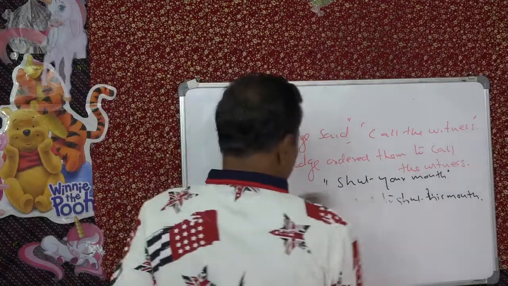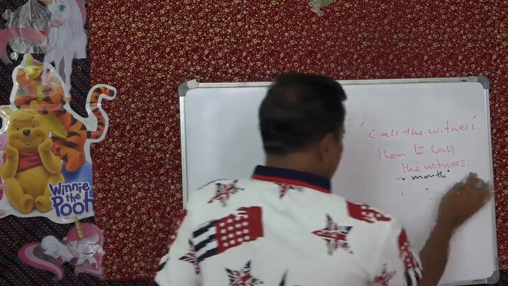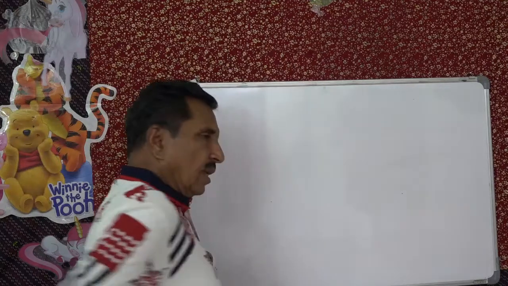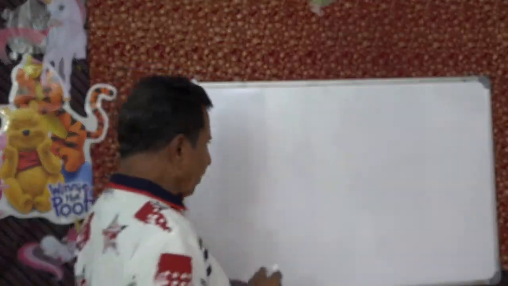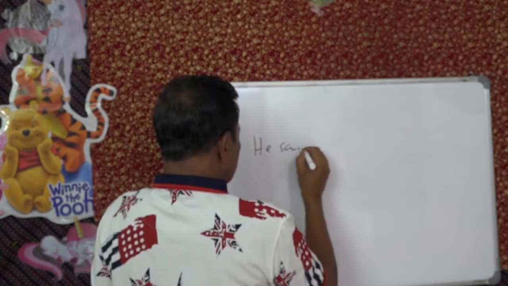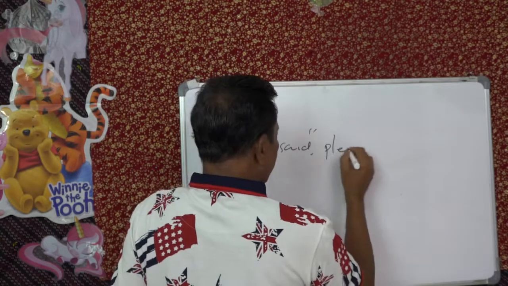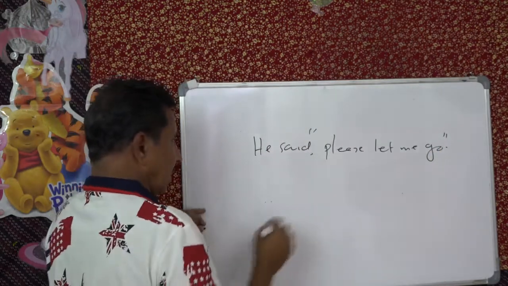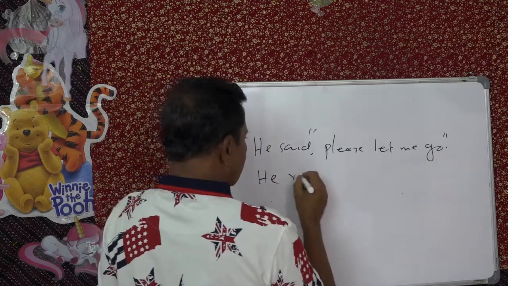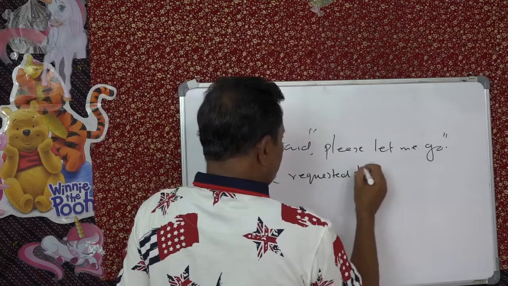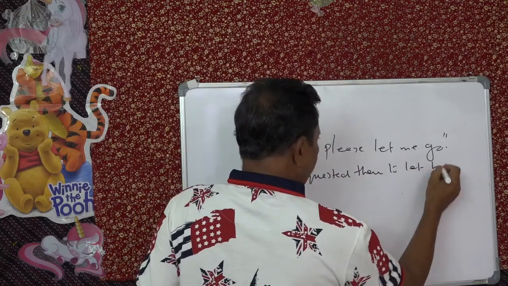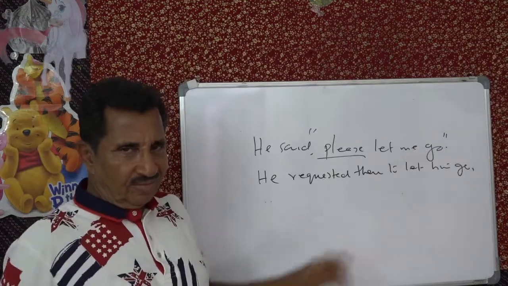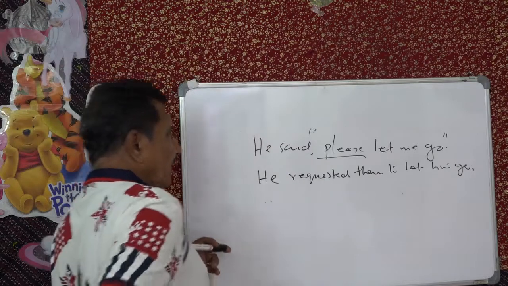Understand? Then you again have other examples, like he said, let's go. Let us go means allow us to go. He said, please let me go. So the indirect form will be, he requested them to let him go. When you say requested, please is understood.